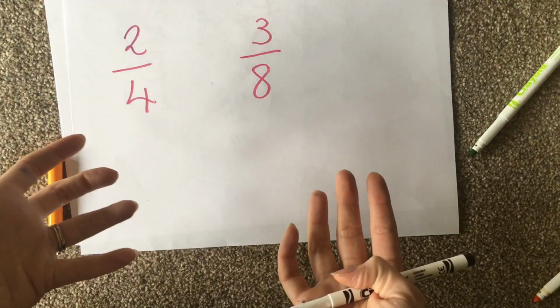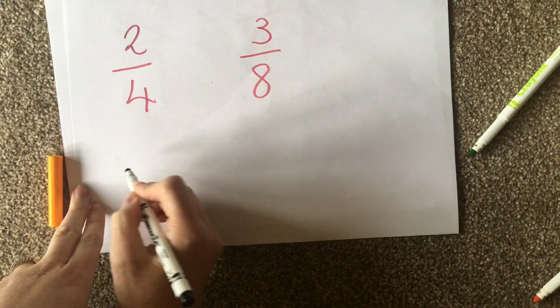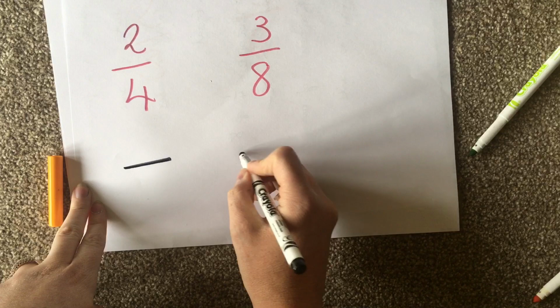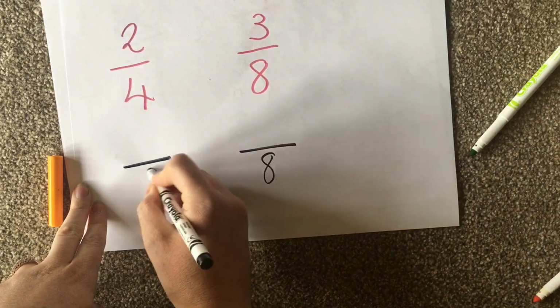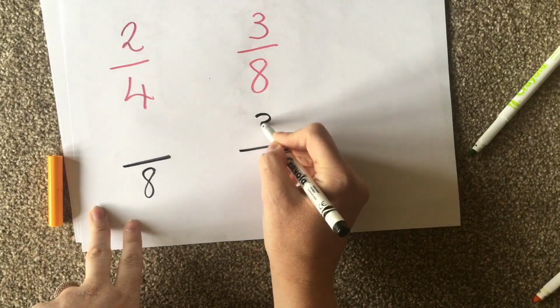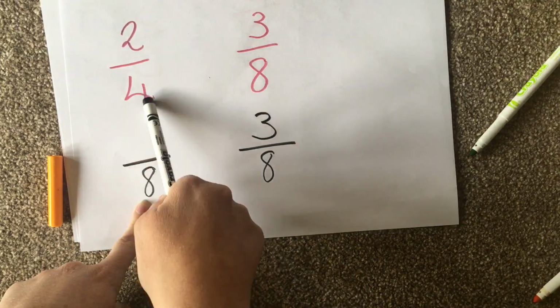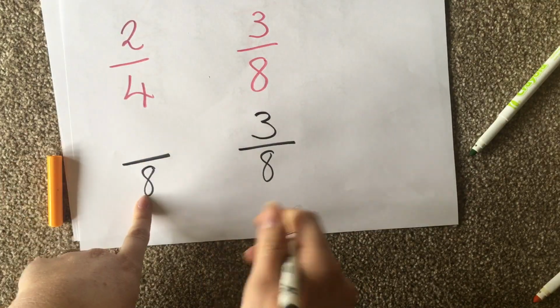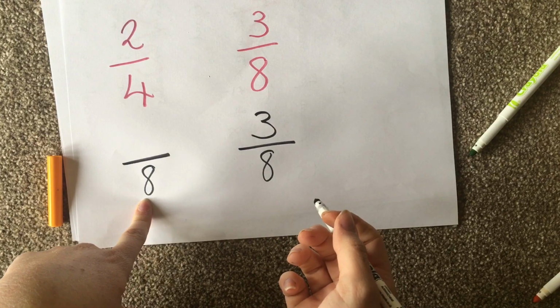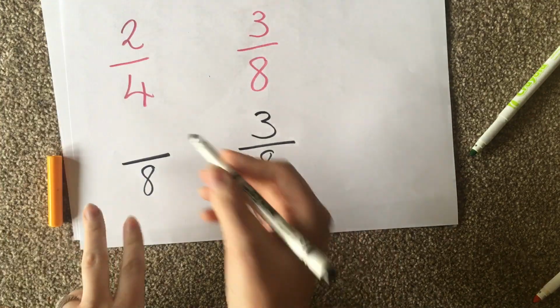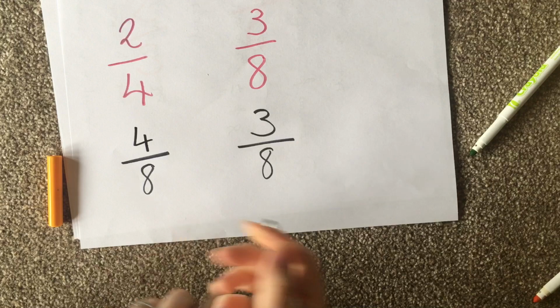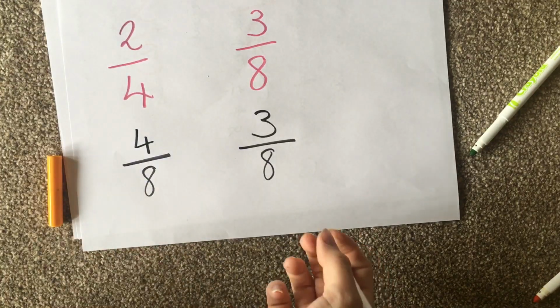So I can think about it in terms of the same denominator. If I make them both 8, like this, then I'll be able to compare them. 3/8 will stay the same. But for 2/4, if I'm doubling that 4 to give me 8 at the bottom as the denominator, I have to do the same to the top. So 2/8 would be the same as 4/8.